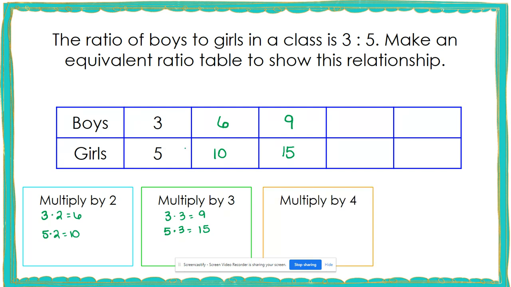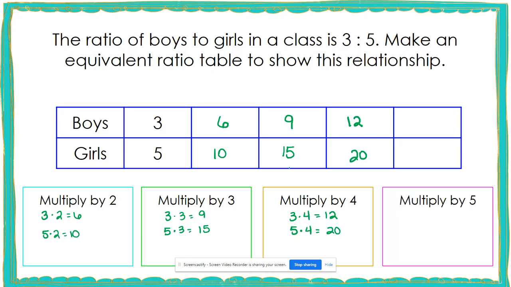Next, I would multiply by 4. So I would take my 3 boys and multiply by 4, which would give me 12. And I would take my 5 girls and multiply by 4, which would give me 20. This means that for every 12 boys in the class, there are 20 girls.